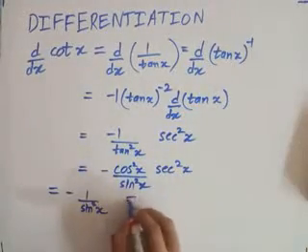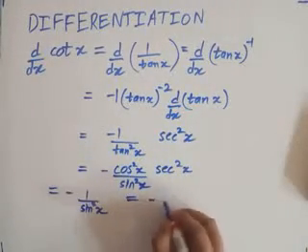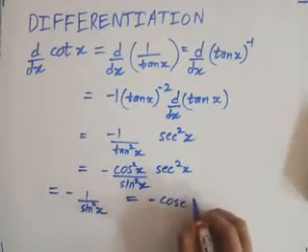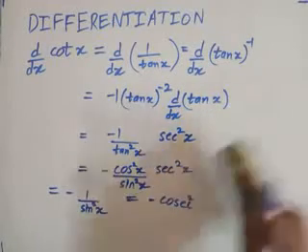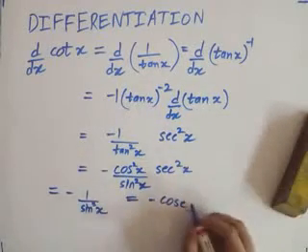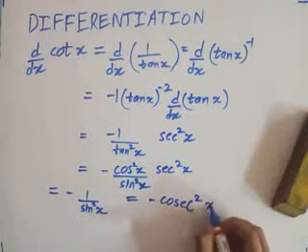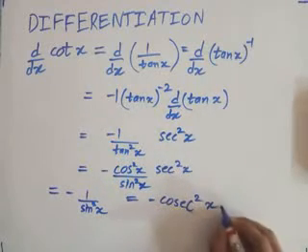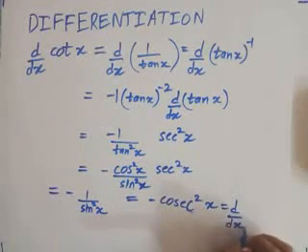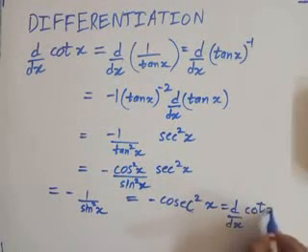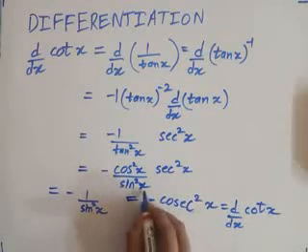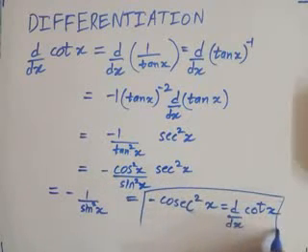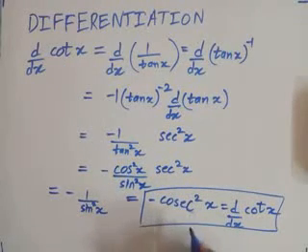And so that is equal to minus cosec square x, since sine and cosec are inverses of each other. And so finally this is equal to the derivative of cot x. So here you have it, the derivative of cot x is equal to minus cosec square x.